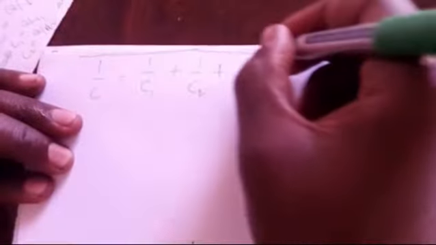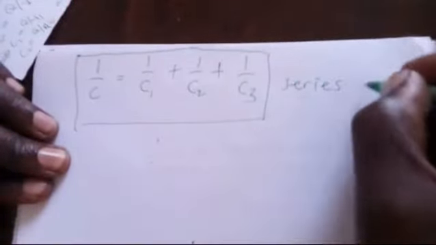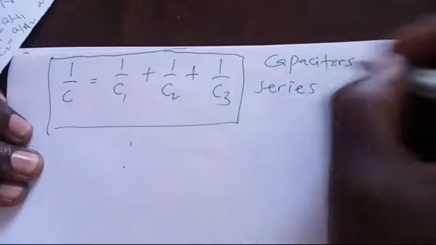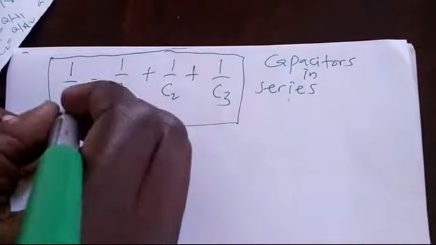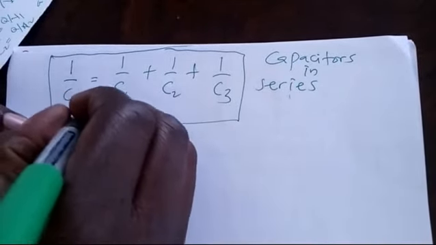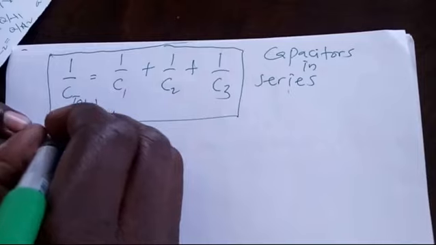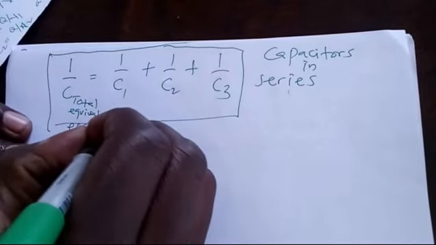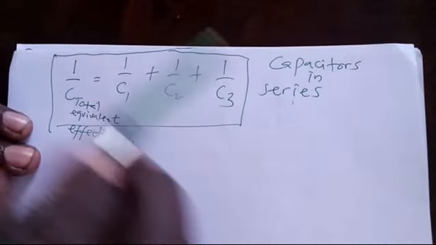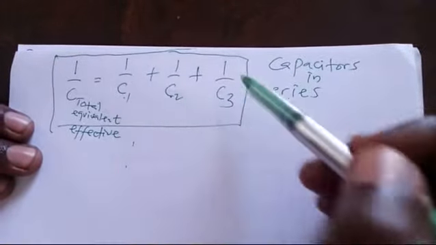This means whenever I have capacitors arranged in series, the total, whether you call it total capacitance, equivalent capacitance, or effective capacitance, it has different names, of the whole combination is given by 1 upon C1 plus 1 upon C2 plus 1 upon C3.